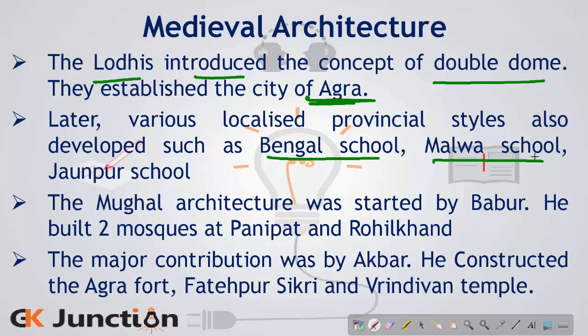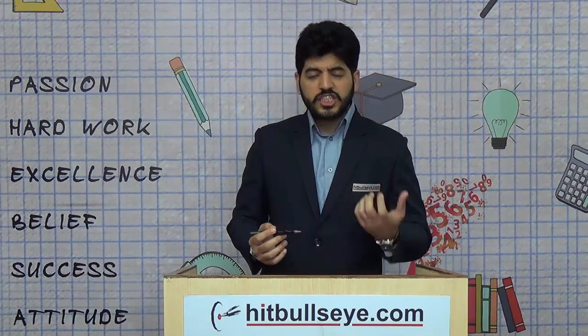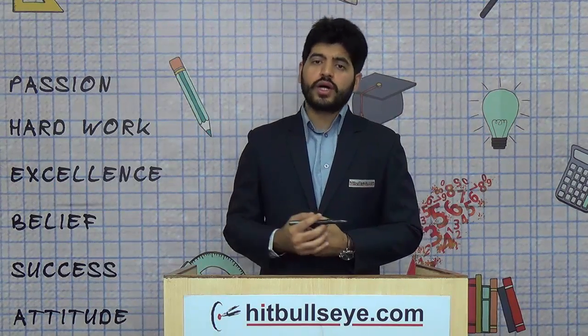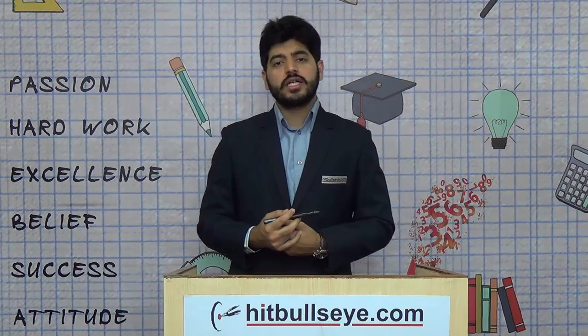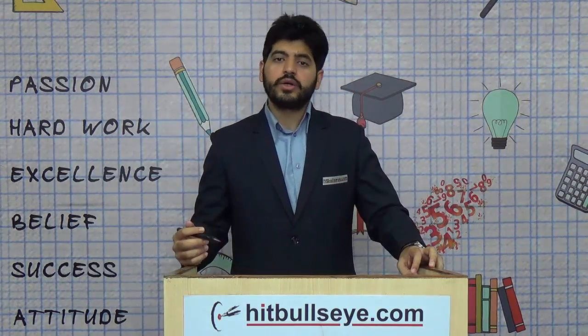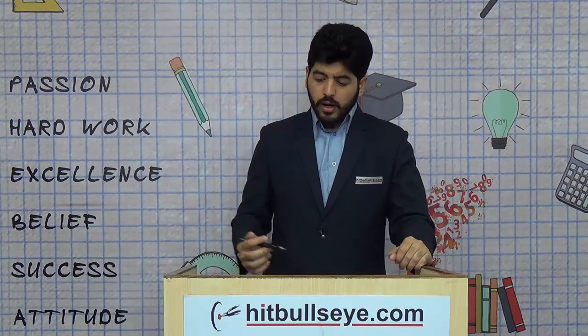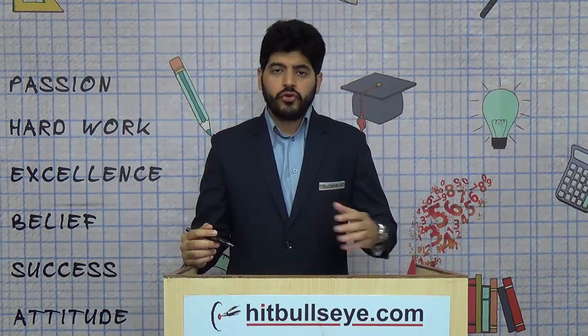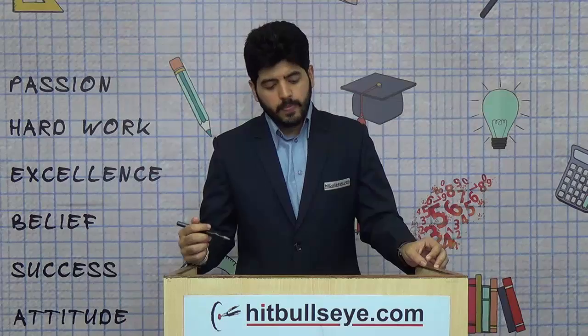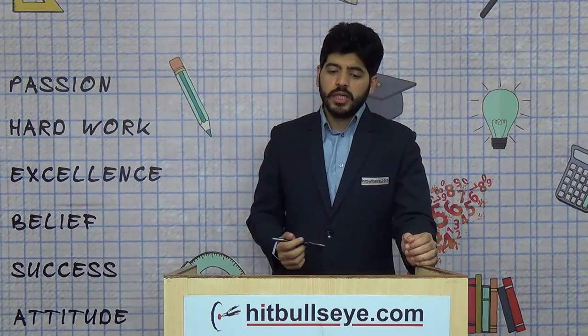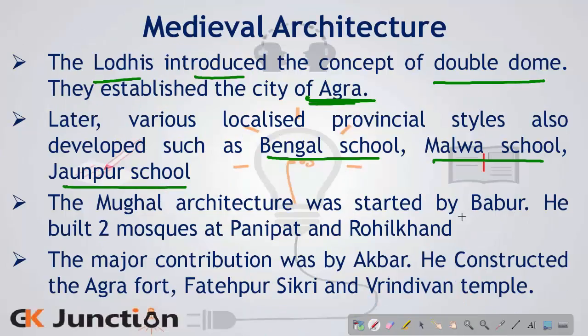Malwa had its own style of architecture. Jaunpur area had its own style of architecture. So we start seeing that various localized types of art and architecture start coming into being. Now, after the Lodhis, we all know with the study of history that the Mughals came into being, and the first Mughal leader was Babur.